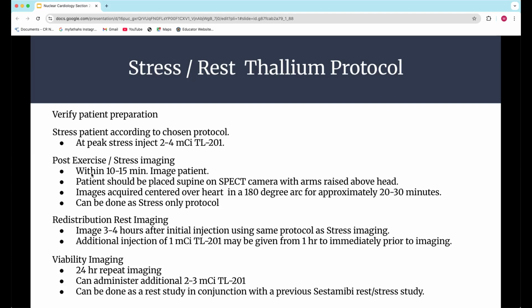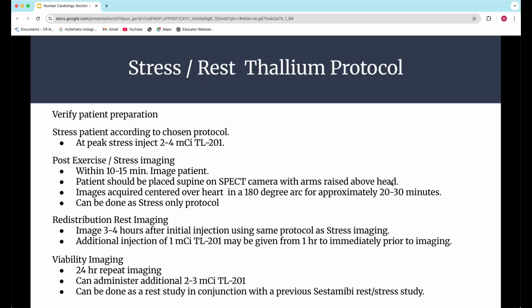So that means with thallium, you have to get them on the camera quickly. We want to get our images immediately. So within 10 to 15 minutes, we've imaged our patient. In terms of the imaging, the patient is placed supine on a SPECT scanner, arms above the head, because again, we want to prevent your arms from causing attenuation. Images are acquired centered over the heart at a 180-degree arc. With thallium, you usually have to go 20 or 30 minutes. That's going to vary a little bit depending on the type of camera and your crystals and different things like that. But most protocols are around 20 to 30 minutes.